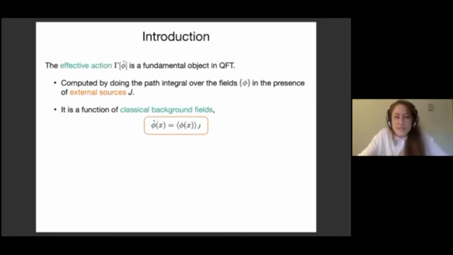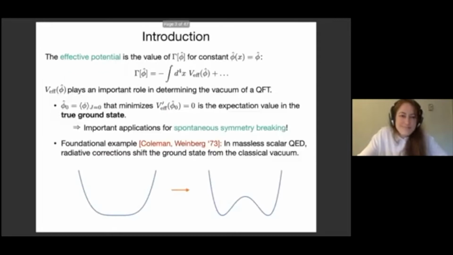Generally speaking, when I say phi for fields, I have scalars in mind in the context of this talk. We're going to, for most of this talk, just restrict to scalar theories just to make our lives simple. Now, the effective potential is the value of the effective action on constant background field configurations. So I'll remind you, it's the first term in the derivative expansion of the effective action, which I've written here. I think you can see my mouse.